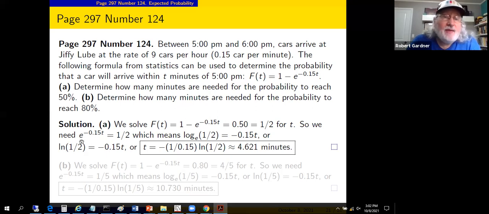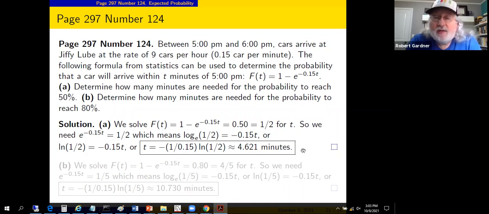You like that? That's a to the y equals x. So translate that into a log function. We'll have log base e of the right-hand side equals the exponent. Log base e of 1/2 equals negative 0.15 t. Written in terms of ln notation for natural log, natural log of 1/2 equals this. Divide by the negative 0.15 and we get t by itself. We get t is negative 1 over 0.15 times the natural log of 1/2.